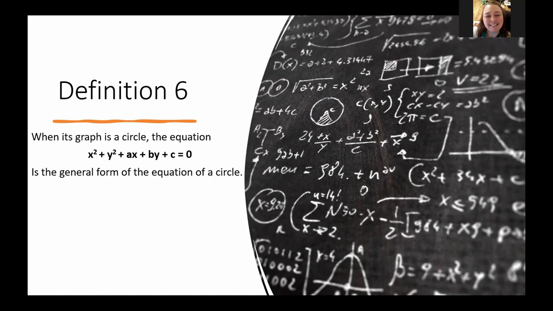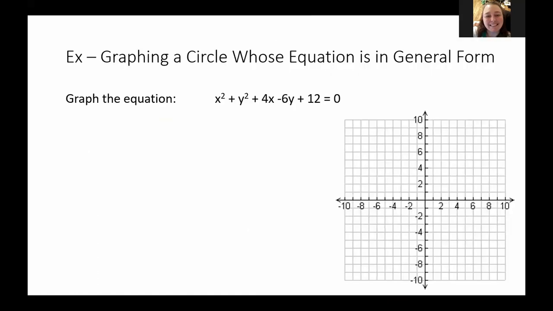So let's do it through an example. First thing we're going to do is group all of our terms together that are alike. So put the x's together, put the y's together, and put all the whole numbers on the other side. So let's start out with parentheses: x squared plus 4x, plus parenthesis y squared minus 6y, and then let's put our 12 over there. So subtract it from both sides and we get 12.